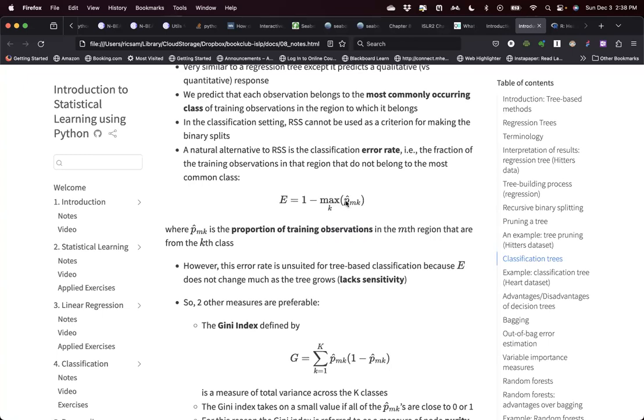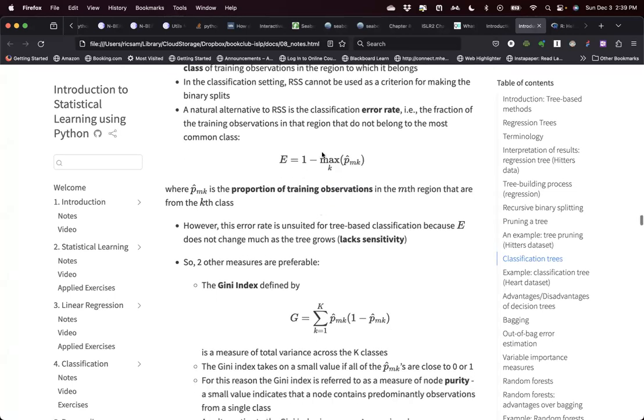If the maximum here is very low, let's say it's going towards zero, then when you subtract it from one, you get a very high error rate, almost one. So this is going to be the measure that the classification-based tree is going to use in terms of selecting the root nodes, selecting the thresholds, etc.